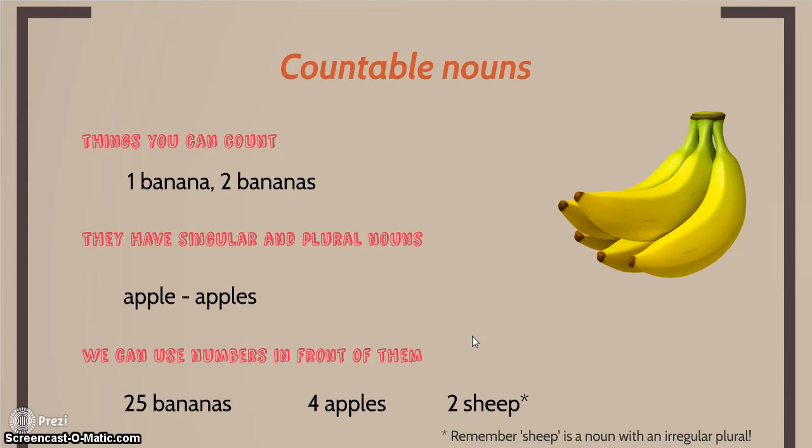Of course, because we can count them, we can use numbers in front of them. We can speak about 1 banana, 5 bananas, or 25 bananas. We can speak about 1 apple or 4 apples, 1 sheep, 2 sheep, 30 sheep. Remember, sheep. Sheep has a plural. It's countable. You can count sheep. But it has an irregular plural. It doesn't have an S. But this doesn't mean that it is not plural. So be careful with this, okay?